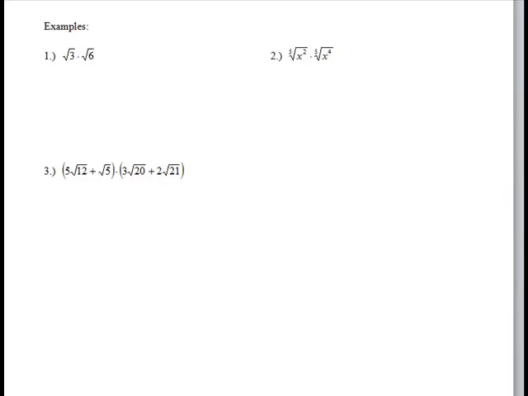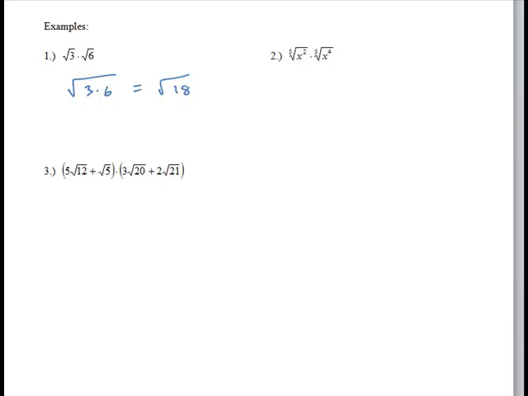So example 1, notice still no equal sign. We're not solving anything, we're just simplifying. No parentheses, no exponent, so multiplication is obviously the only operation. Square root of 3 times the square root of 6. Multiplying two radicals with the same index means we can go ahead and multiply their radicands together. Square root of 3 times 6, which is of course the square root of 18.